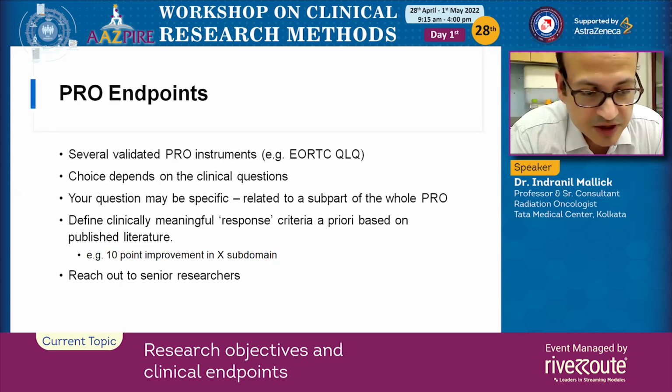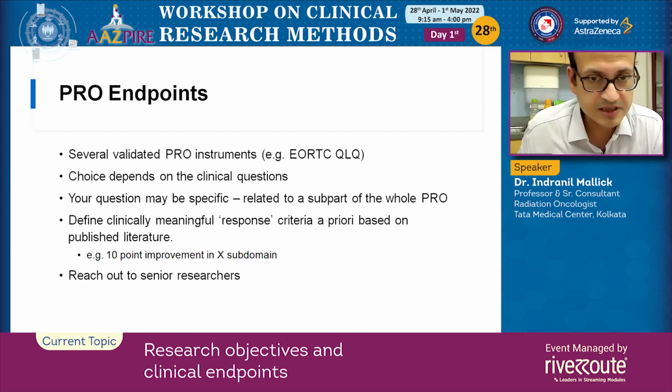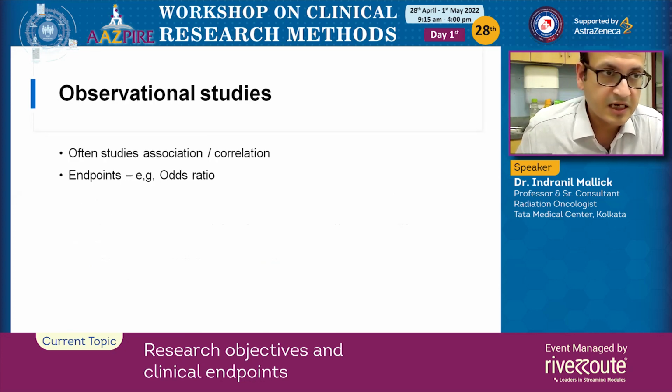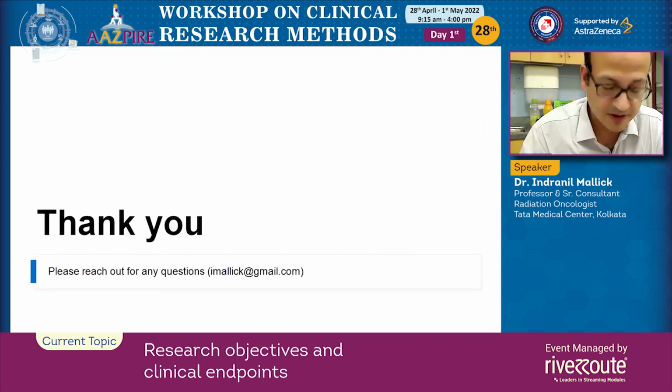Now, dealing with patient-reported outcomes can be complicated, so it's good to reach out to senior researchers who have worked with PRO endpoints in order to define your study outcomes better. In terms of observational studies, they're often studies of association or correlation, and common endpoints that are used are odds ratios and sometimes relative risk. I'm sure that Sadhana is going to discuss how to calculate sample sizes and how to look at these outcomes in a future talk.